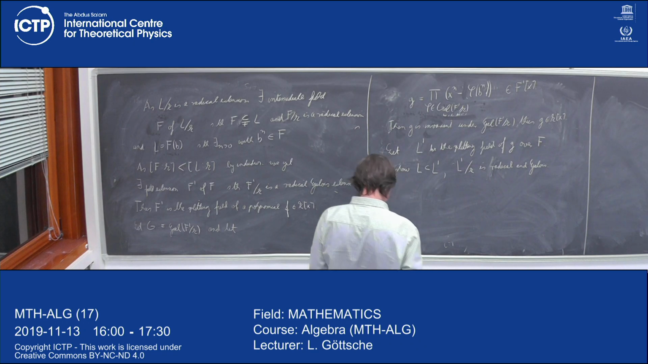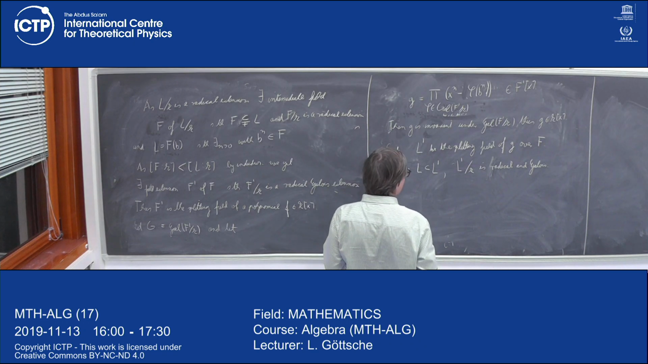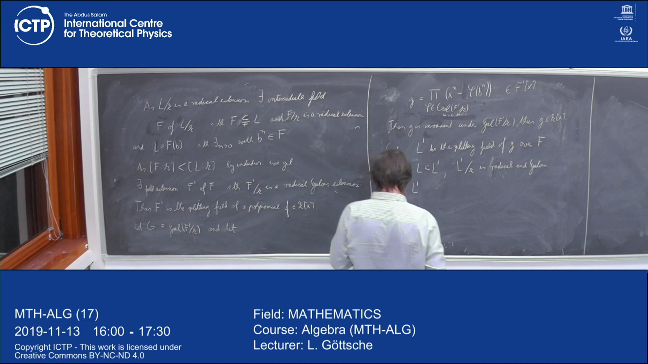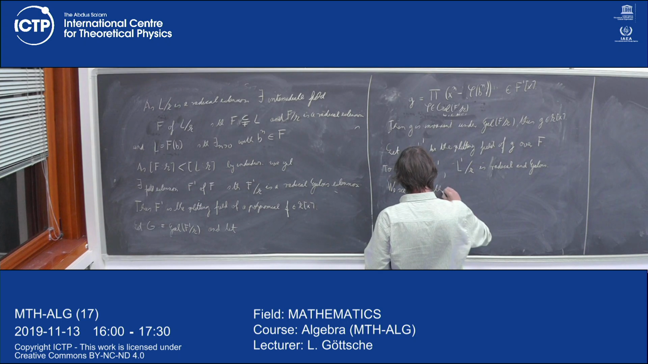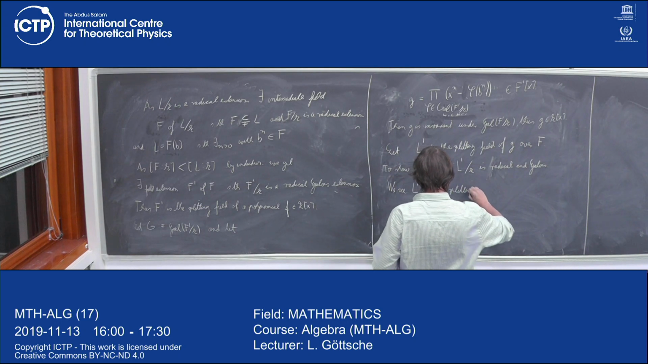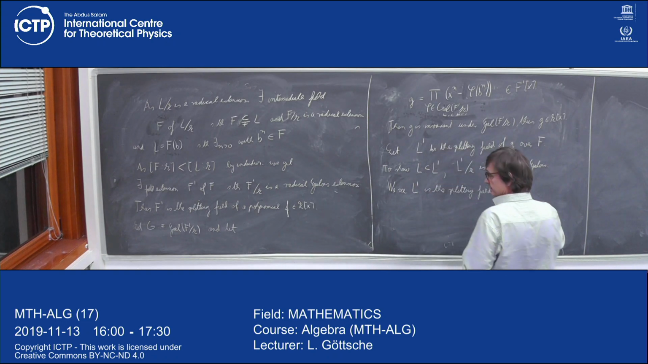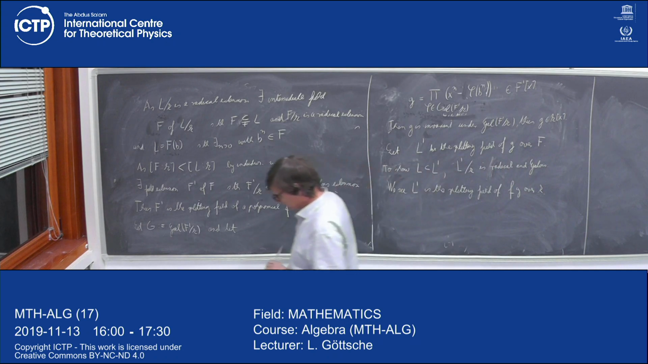So first, I claim L prime, so we show BC, L prime is the splitting field of f times g over k. How does that come to pass?